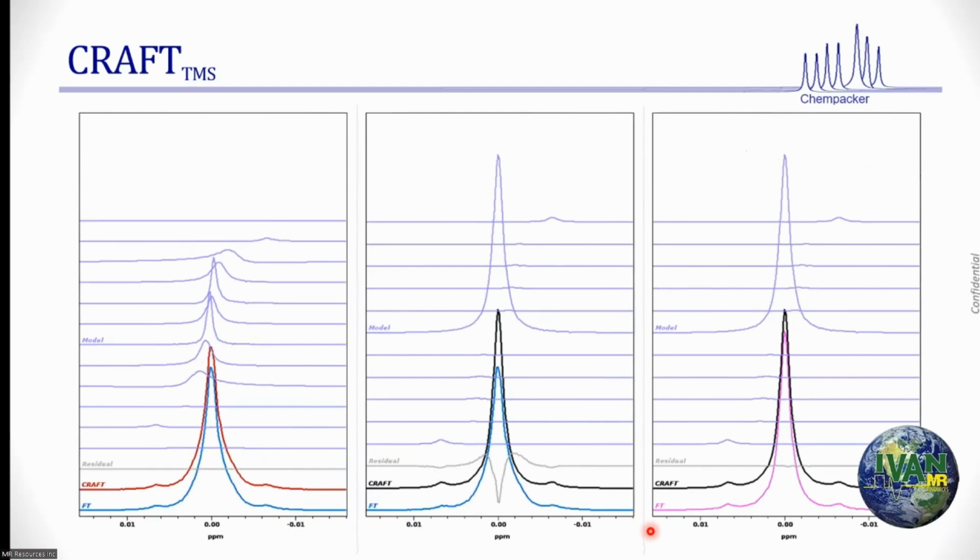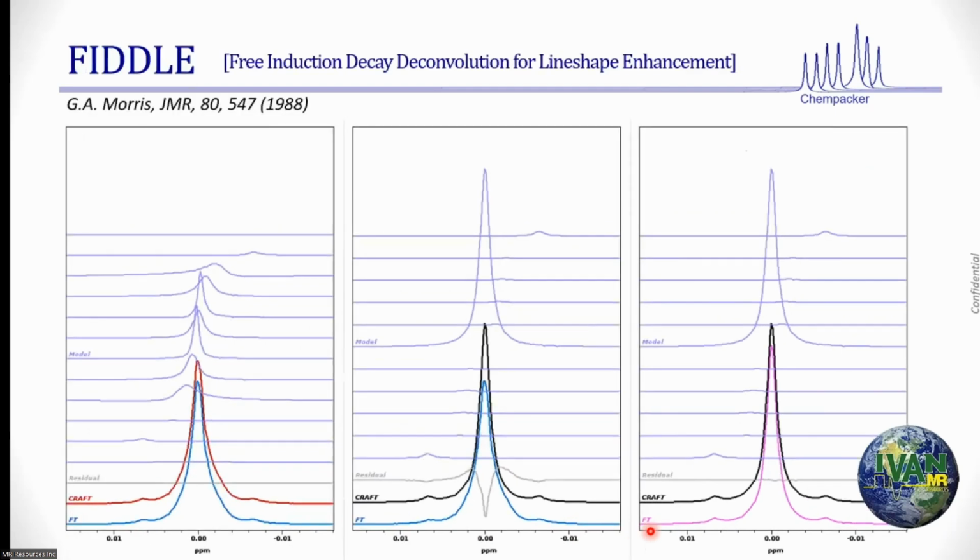That's exactly what FIDDLE does. This is not something that we invented. This was invented and has been around for 30-plus years. Gareth did this a long time back. Essentially, you take your TMS or some reference signal and say, this is what I am expecting that signal to be. Then you take the ratio of the two and multiply the entire FID, in the time domain, with that ratio. That's it. You correct your non-exponential FID into an exponentially decaying FID. This is FIDDLE: free induction decay deconvolution for line shape enhancement.